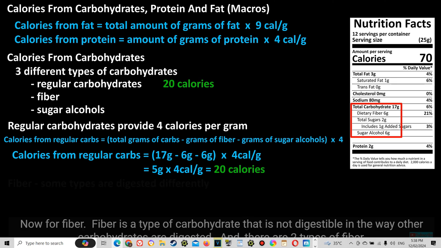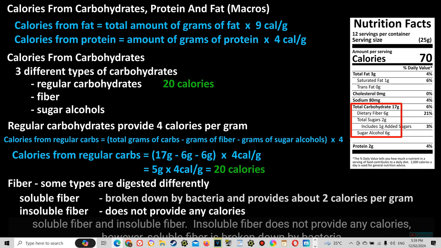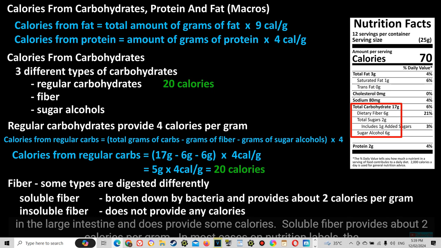Now for fiber. Fiber is a type of carbohydrate that is not digestible in the way other carbohydrates are digested. And there are 2 types of fiber: soluble fiber and insoluble fiber. Insoluble fiber does not provide any calories. However, soluble fiber is broken down by bacteria in the large intestine and does provide some calories. Soluble fiber provides about 2 calories per gram.